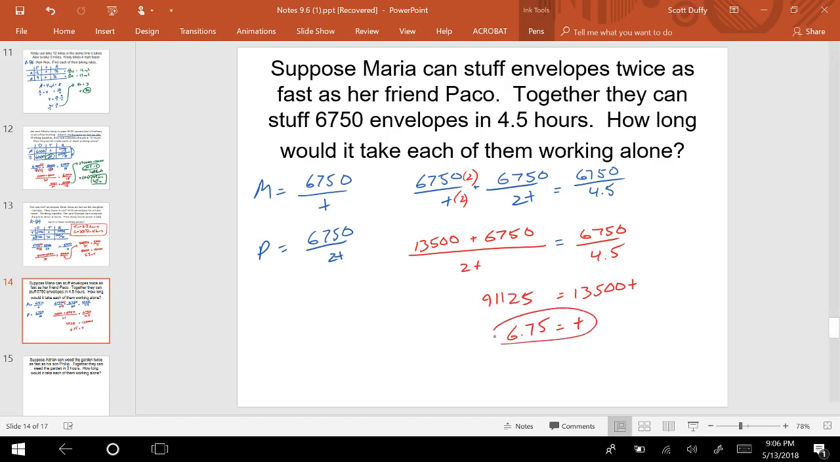So that would be the time for Maria, and then it would be twice as long for Paco. So Paco, 2 times that equals 13.5 hours.